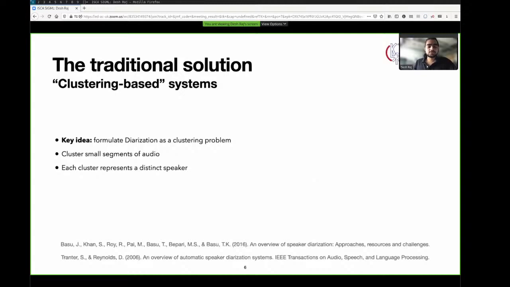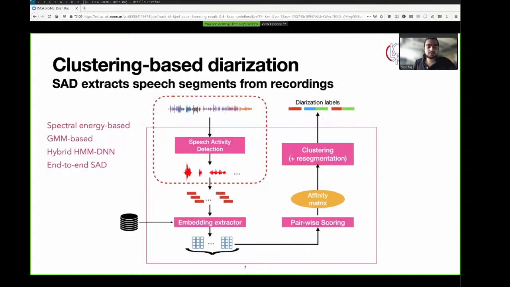A traditional solution to diarization is to treat it as a clustering problem. So the idea is that you divide the audio into very small segments and obtain representations for each of the segments and perform clustering on top of the representations that you have obtained. So here is an overview of such a clustering-based diarization system. It consists of 4 major parts.